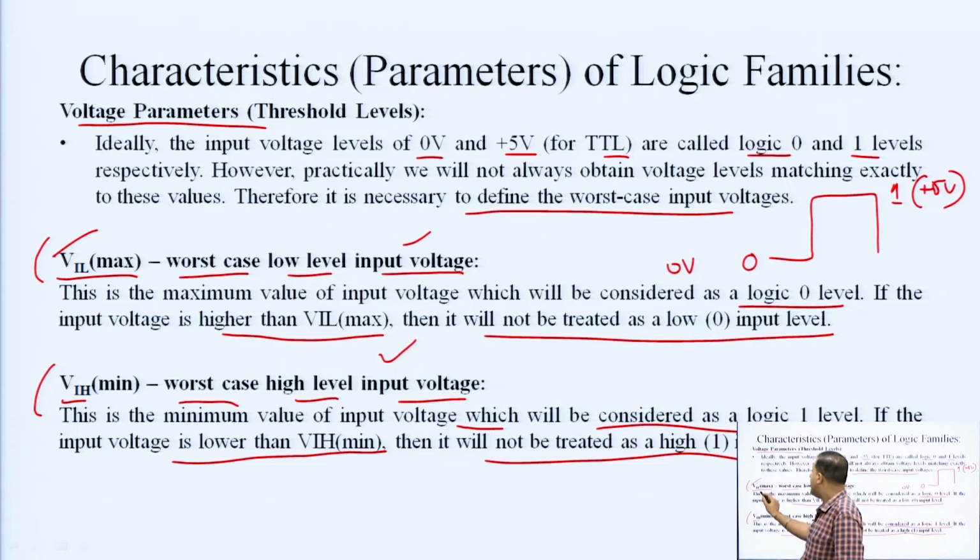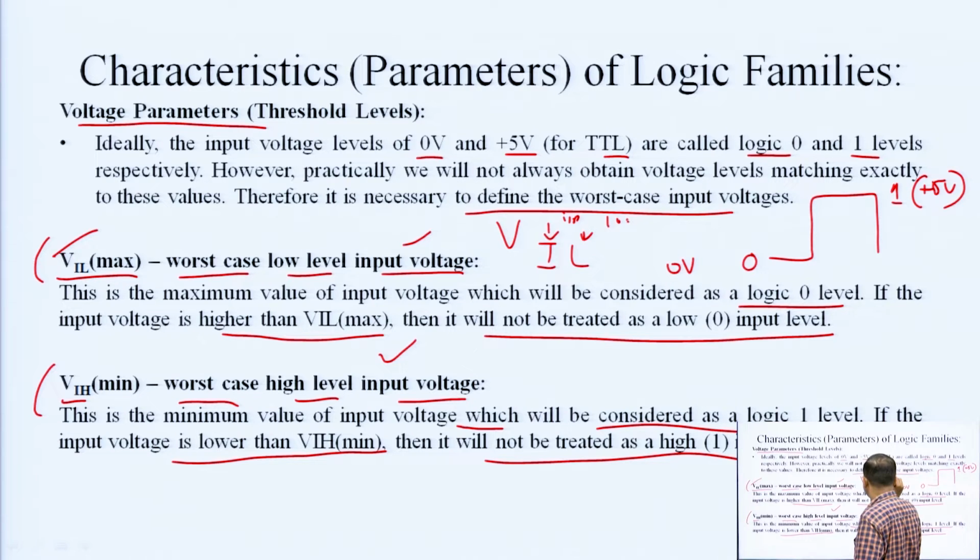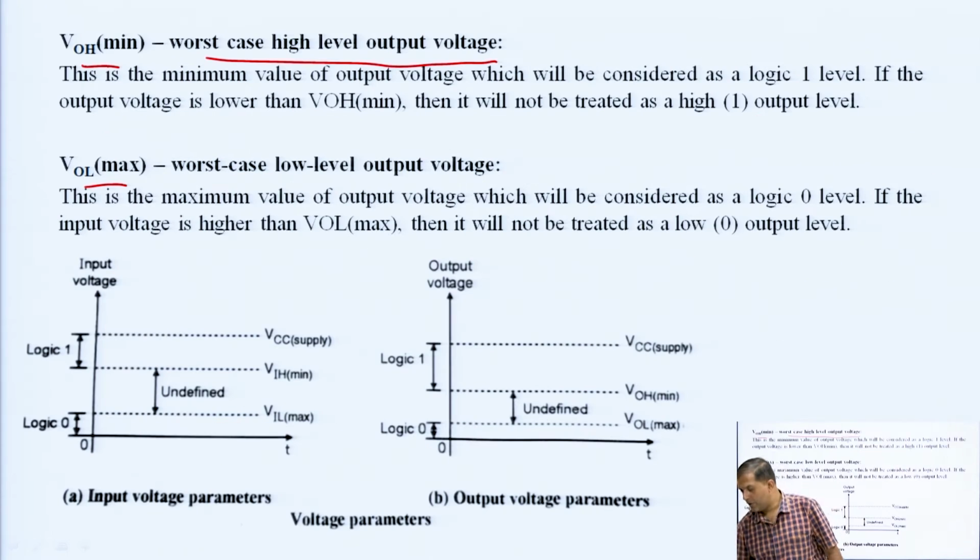VIL, I for input, L for low, then VIH, I for input and H for high, like that, okay. So, this is VOH, O for output, H for high. So, worst case high level output voltage.